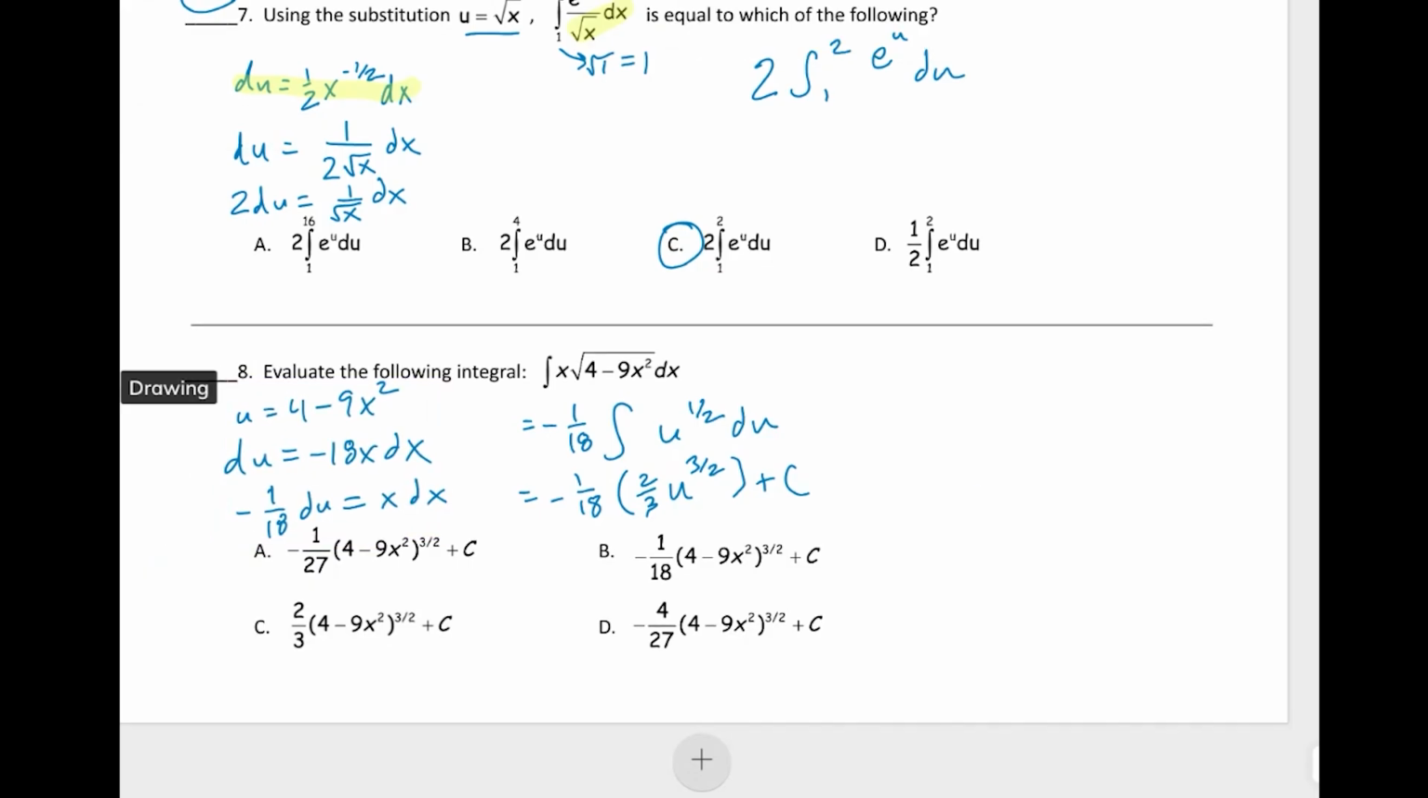Okay, so now we really just need to do two more things here. The first thing to do is to multiply those two coefficients together. 2 over 18 will reduce to 1 over 9. So that's going to be equal to negative 1 over 9 times 3, which is 27, times u to the 3 halves plus c. And since u is 4 minus 9x squared, we get negative 1 over 27 times 4 minus 9x squared to the 3 halves power plus c. And do we have that one? Yep, it's letter A.